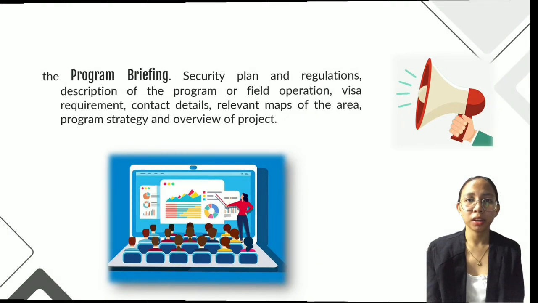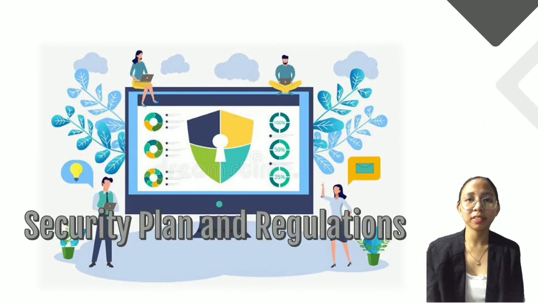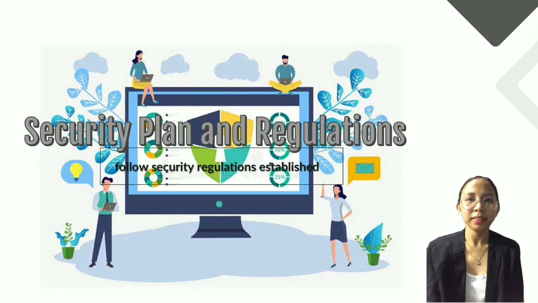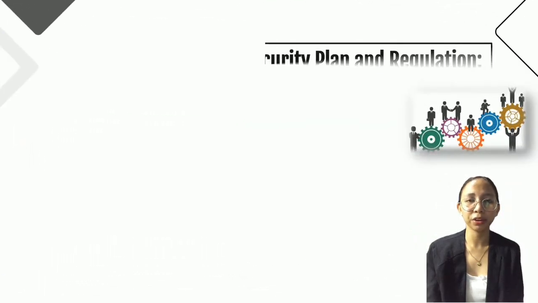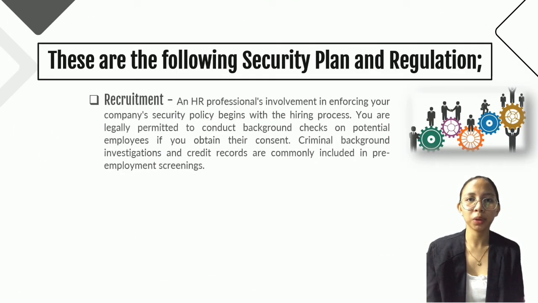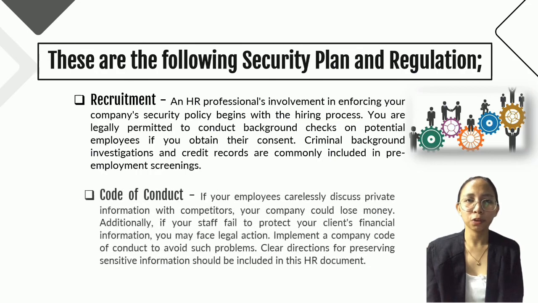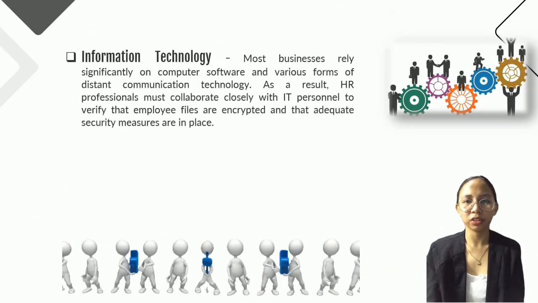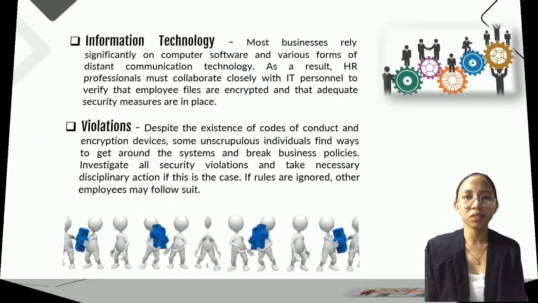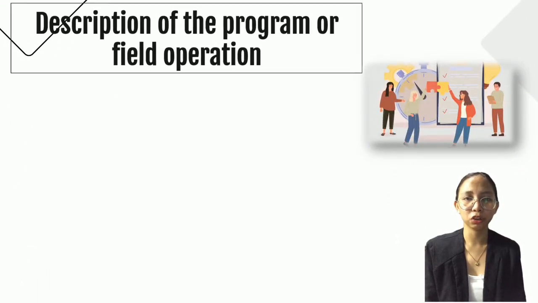Under this topic, we have the following. First is the security plan and regulations. These are the following security plans and regulations. First is recruitment, code of conduct, information technology, and violations. Next is the description of the program or field operation.